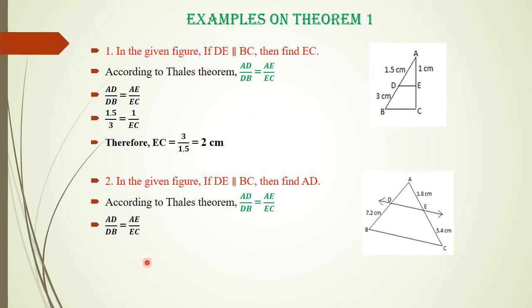Therefore, the AD value can easily be found by doing cross multiplication. That is, AD is going to be equal to 1.8 into 7.2, which will go on the right side. It is division there, so it will become multiplication, divided by 5.4 as it is. So when I solve this, I get AD as 2.4 centimeter. This is how we can easily solve any problem on theorem 1.